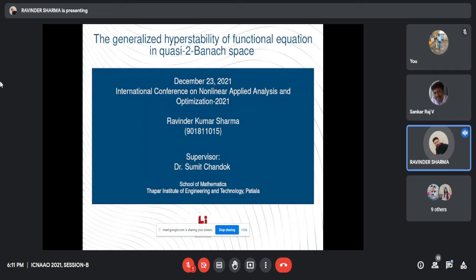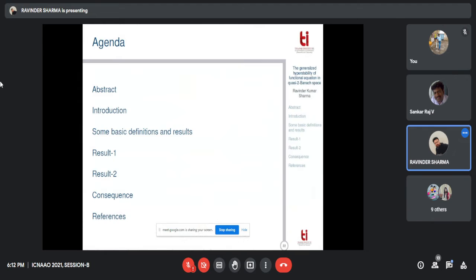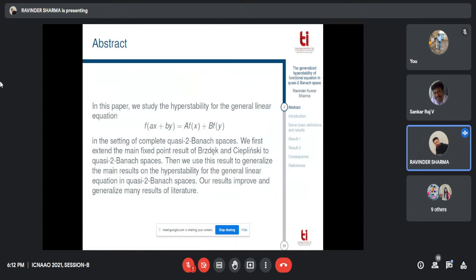Good evening, everyone. I am Ravindra Kumar Sharma. I am a research scholar at Thapar Institute of Engineering and Technology. Today my presentation topic is the generalized hyperstability of functional equations in quasi-2-Banach spaces, at the International Conference on Nonlinear Applied Analysis and Optimizations. Firstly, the abstract.